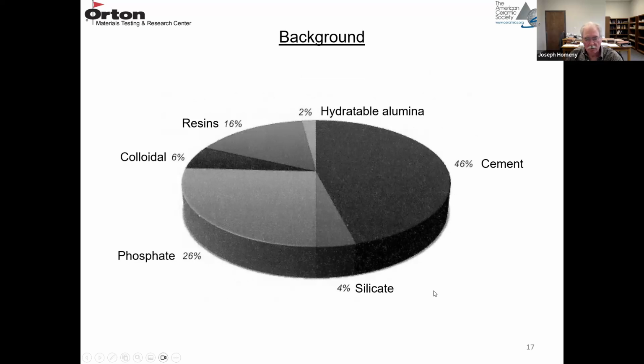So this pie chart shows the use of the different types of monolithics. About 46% are cement bonded with the calcium aluminate cement. About 26% are phosphate bonded. 16% may be bonded with a resin like a phenolic resin. A colloidal silica or a colloidal alumina, maybe 6%. A silicate bond, maybe 4%, and then the hydratable alumina bond, maybe 2%. So almost half of these materials are still bonded with the cement.